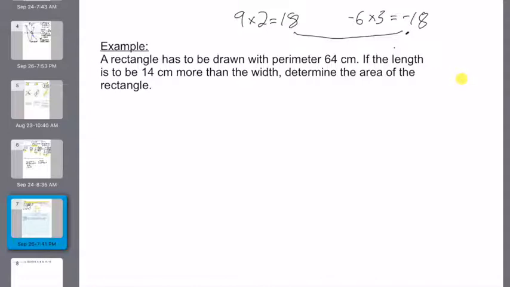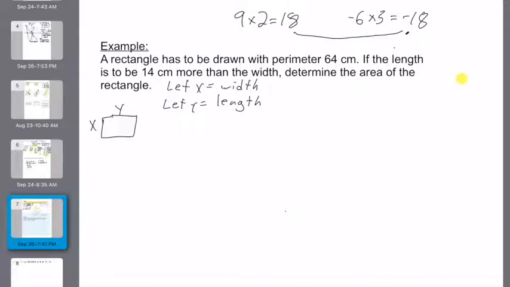Okay, so again, we could do this different ways. I chose to let x equal my width and let y equal my length. Okay, so if I draw out my rectangle, my width here and my length here. Again, my length should be longer. It says that in our question.